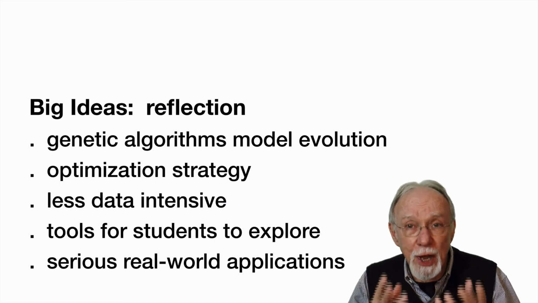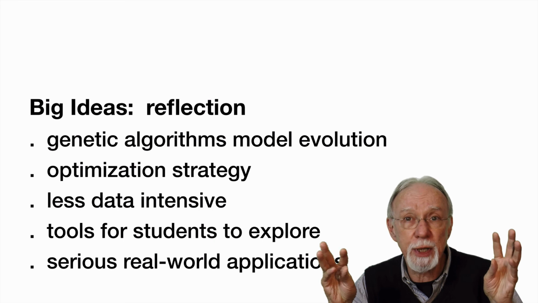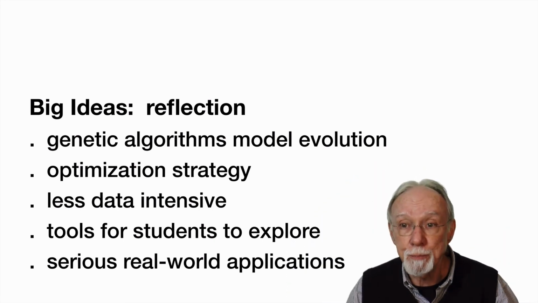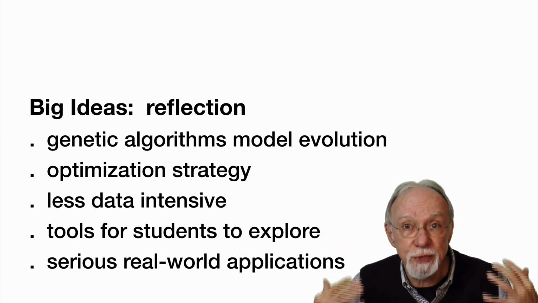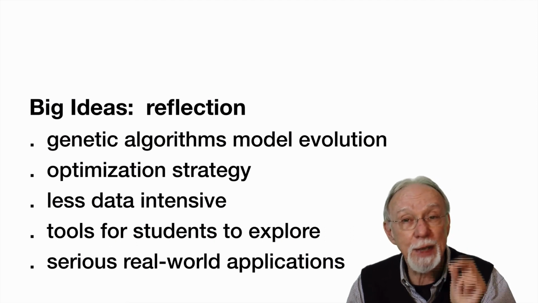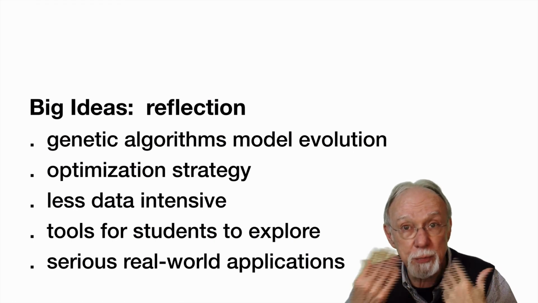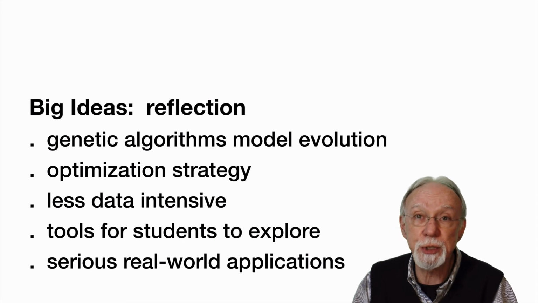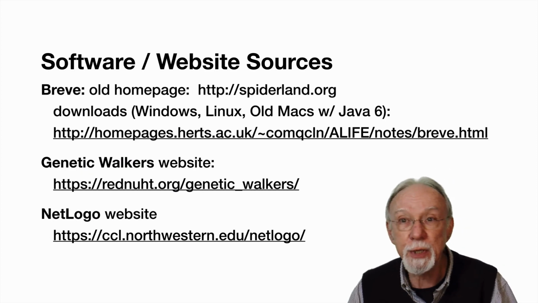It's a way of optimizing some value, some strategy that you have, but it actually gives you better and worse performance. It's much less data intensive. You don't need any massive database, huge data set. You just collect the data at the time from each generation, and you use that to randomly mutate for the next. There are wonderful tools for students to explore this model, and there are serious real-world applications.